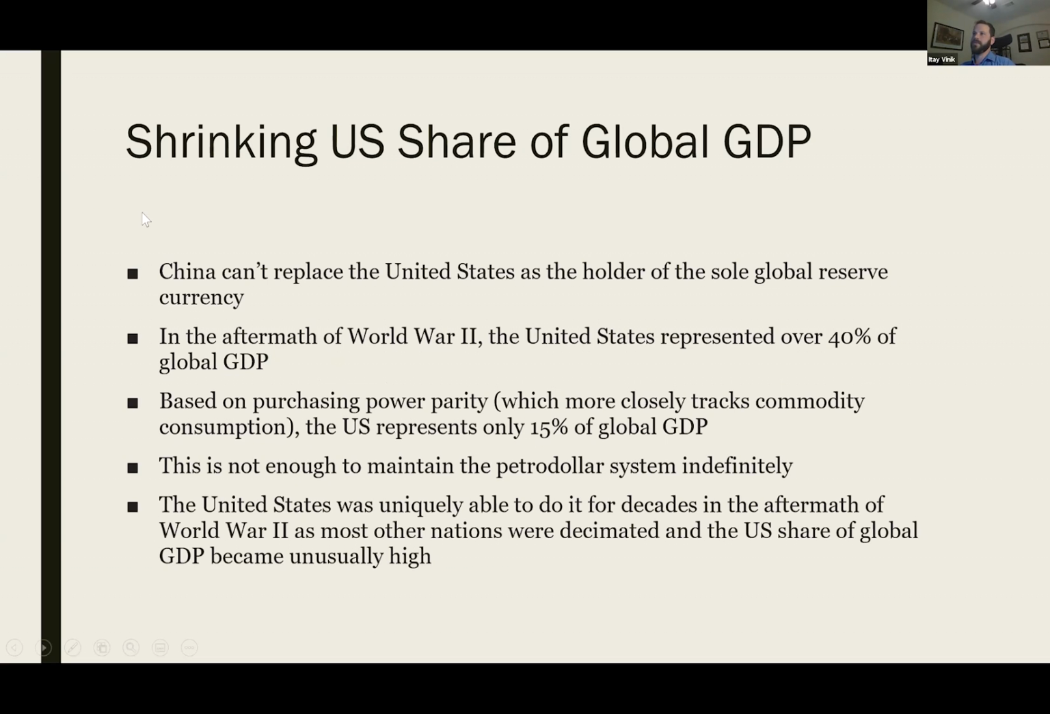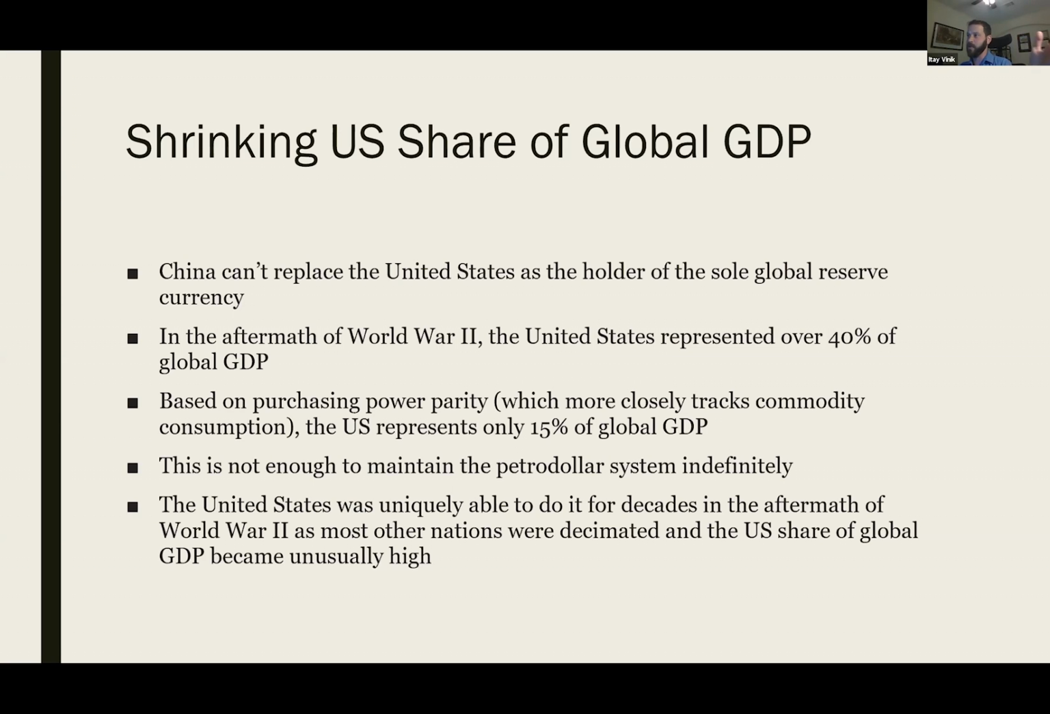And at the same time, the US is shrinking. The portion of the US economy as a percentage of global GDP is actually shrinking. Not that the US economy is shrinking, but the world is catching up faster. And at this time, China can in no way, shape, or form replace the US as the holder of the sole reserve currency. Actually, no country probably can.